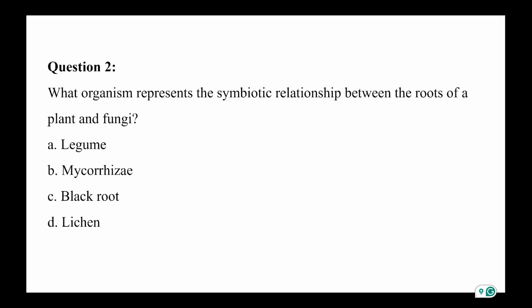Question number 2. What organism represents the symbiotic relationship between the roots of a plant and fungi? Option A, legume. Option B, mycorrhiza. Option C, black root. Option D, lichen. So, what would be the answer?